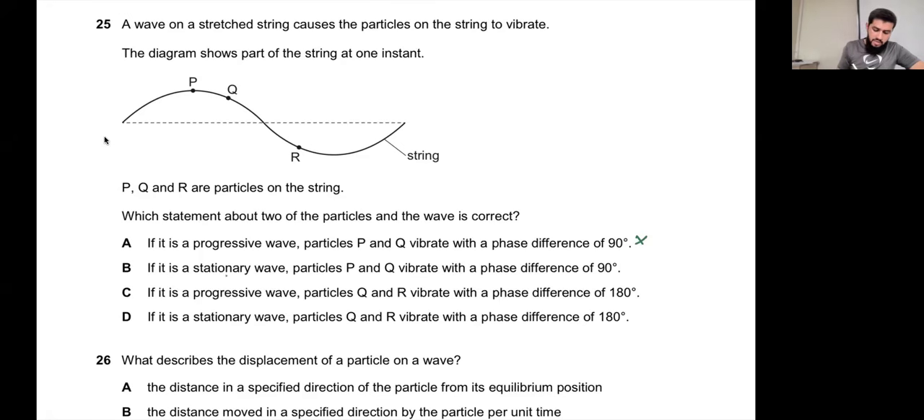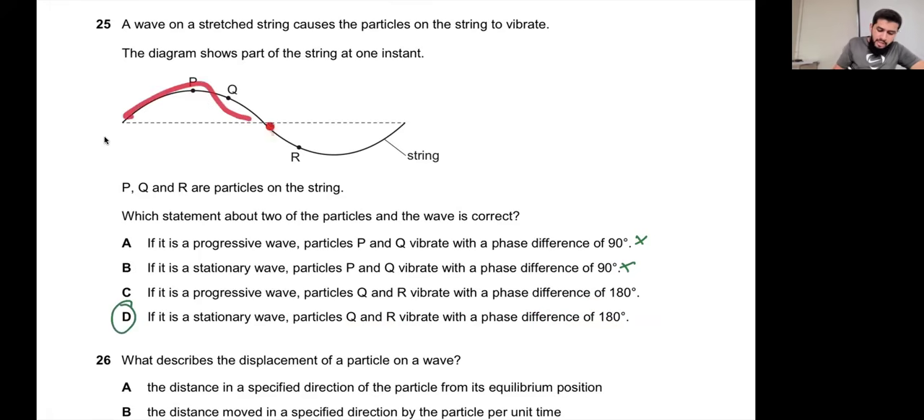No. If it is a stationary wave, so this would be 90, this would be 90, this would be 90. Okay, P and this point here, or this point here. If it is a stationary wave, particles P and Q vibrate with a phase difference of 90. No, in that case, it's 0 degrees. If it is a progressive wave, particles Q and R vibrate with a phase difference of 180. No. P and this point would be 180, half a wavelength. If it is a stationary wave, particles Q and R vibrate with a phase difference of 180 degrees. That is right. That is correct.